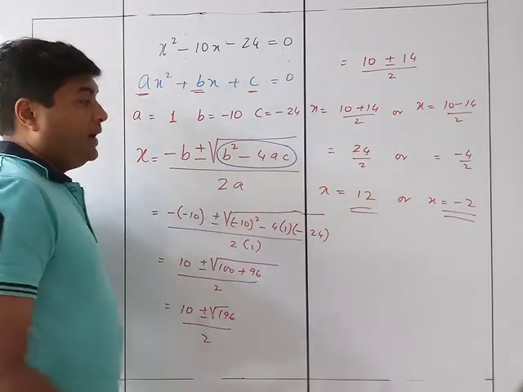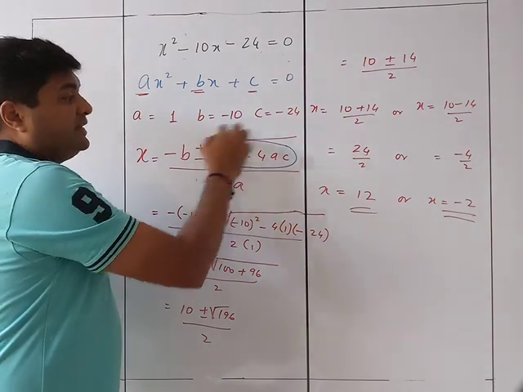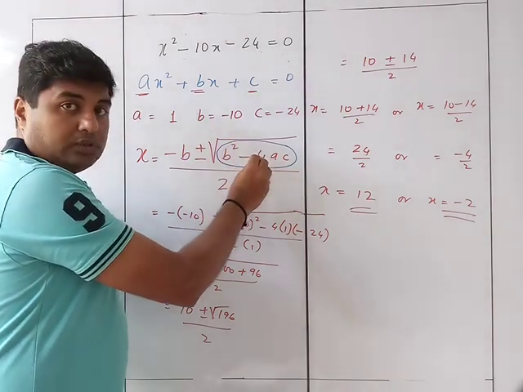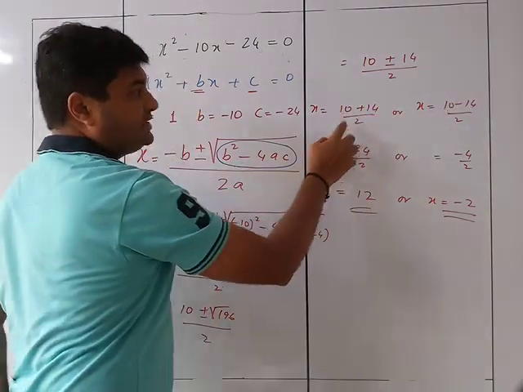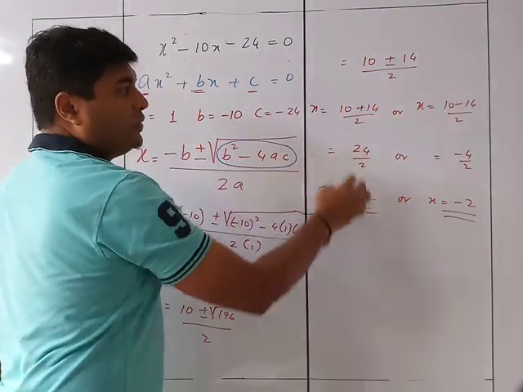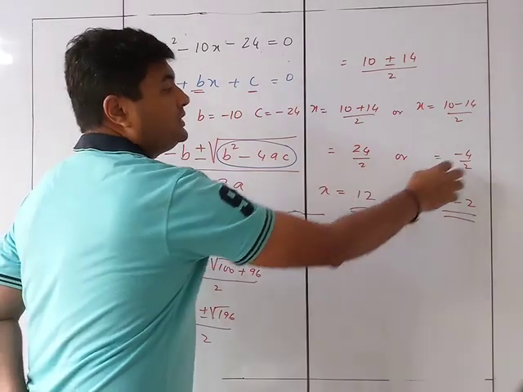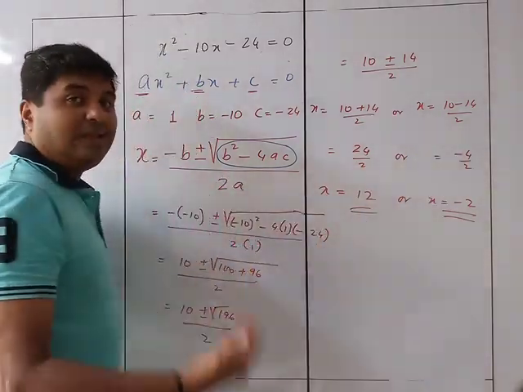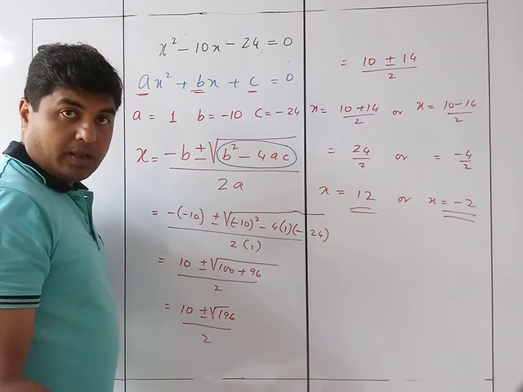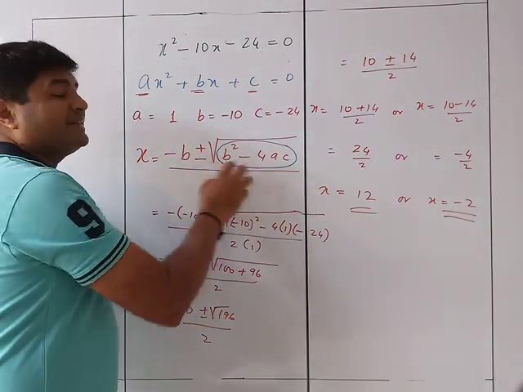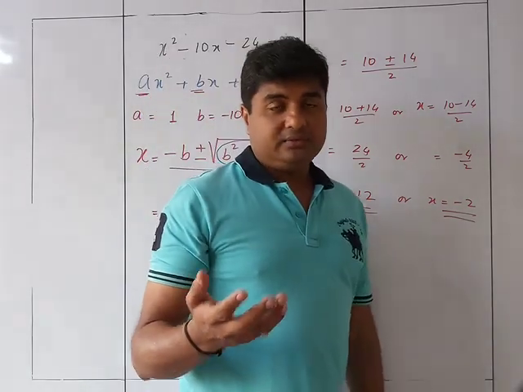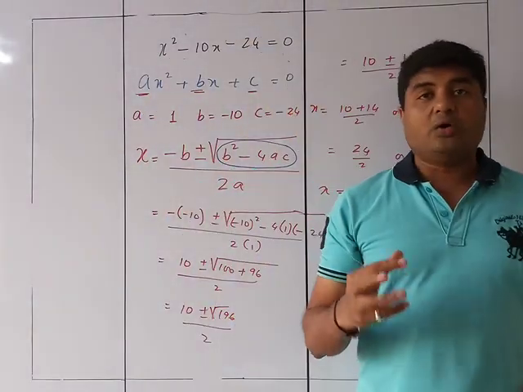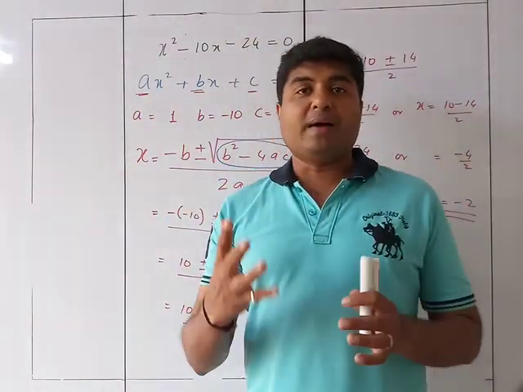If it becomes 0, then I would not have this 14 over here and it will be just 10 upon 2 on both sides. So you will find that both the roots we are getting will be equal. And thirdly, if this is a negative number, a negative number cannot have a root. That's the reason the roots will be imaginary.